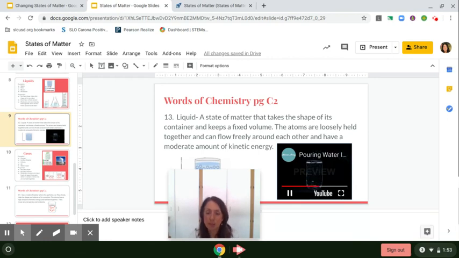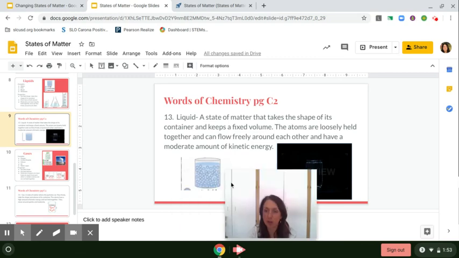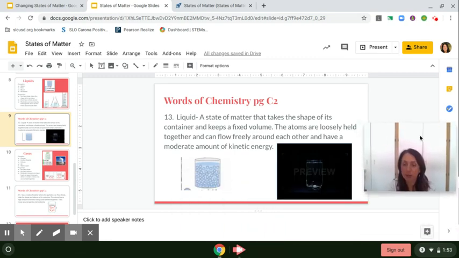So you see the liquid pouring from one container into another. It's keeping the same volume, but it's changing the shape because it's going into a different container.